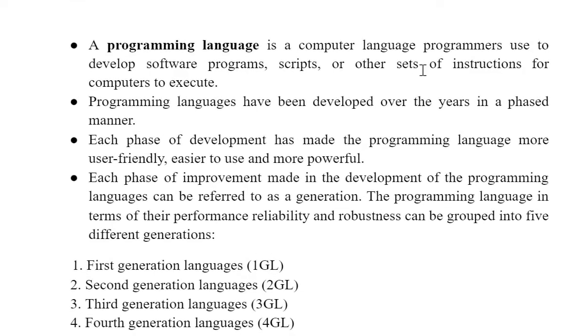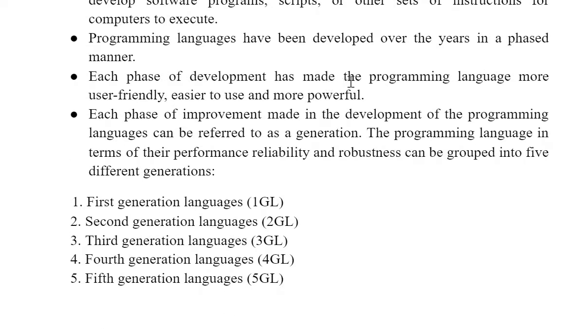It is a script or other set of instructions for the computer to execute. All computers understand a particular programming language, so we need to convert it: if it is in high level, we have to convert it to low level. Programming languages have been developed over years in a phased manner. We remember using Fortran, Pascal, COBOL, and now we are using Python and PHP. Each phase of development has made programming languages more user friendly.